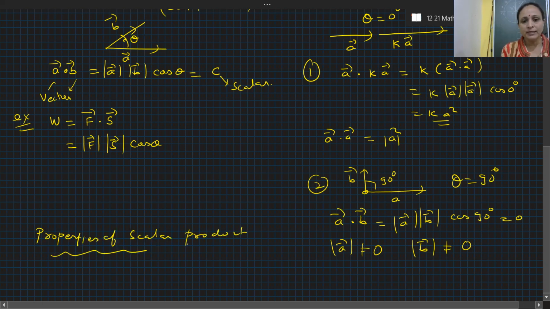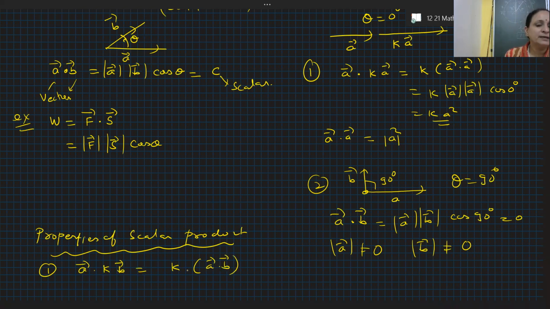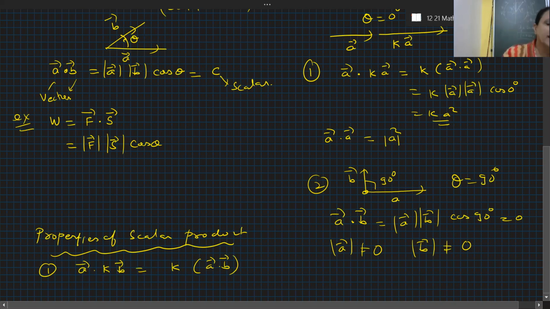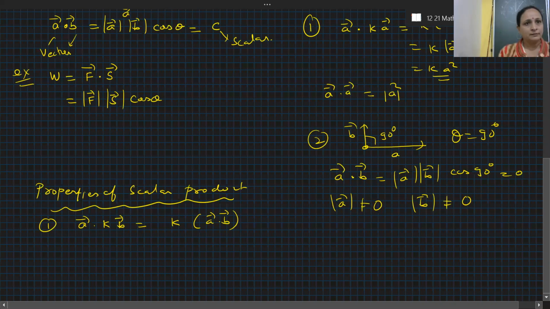Whenever I talk about the scalar product key properties, the first property is, I've already written it, you know that A dot K times of B is equal to K times of A dot B. If one of the vectors is multiplied by a scalar, you would bring out the scalar outside and then just multiply the dot product of these two vectors.